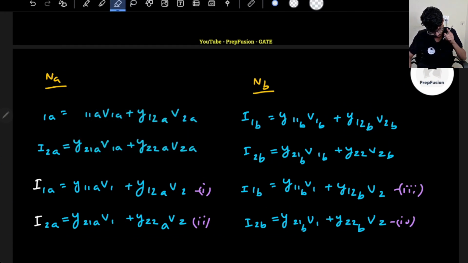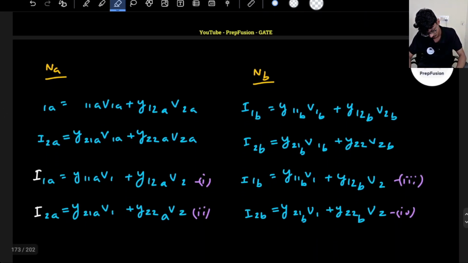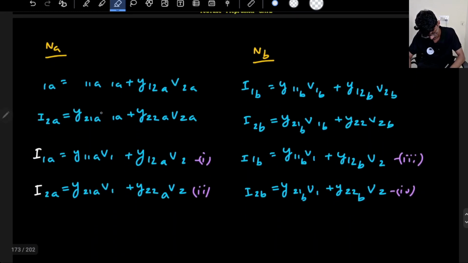In the input side, it will be V1 only, right? Not V1, sorry, it will be I1 only. Okay, it will be I1, and the output side it will be V2. Okay, V2 we don't have to delete. So this much we have to delete.